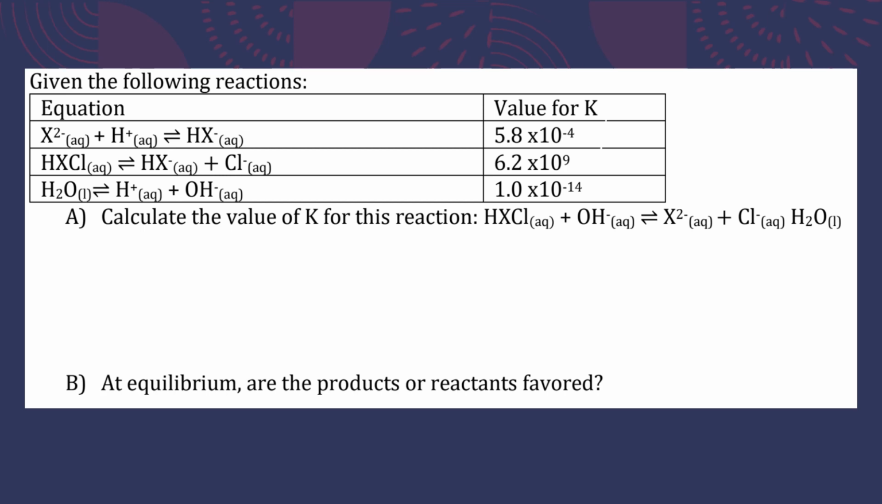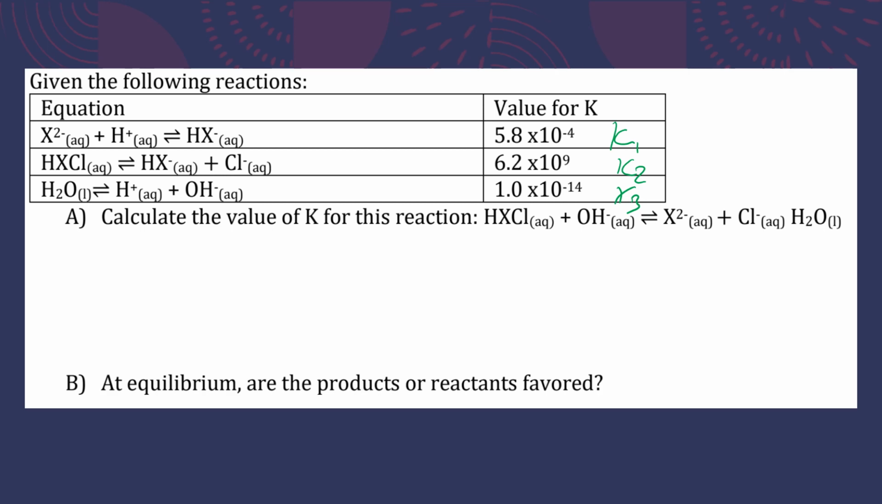Oops, wrong ink. Try green. K1, K2, K3, and I'm sorry, I wrote it wrong. So K1, K2, K3. Very good. Calculate the value of K for this reaction.